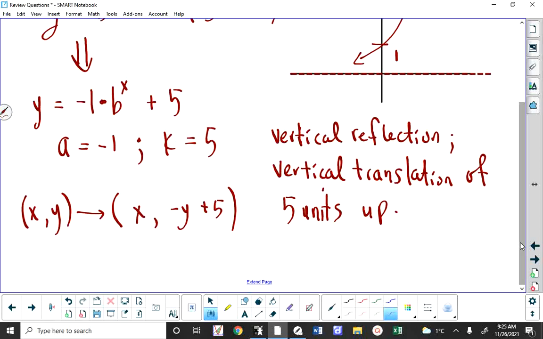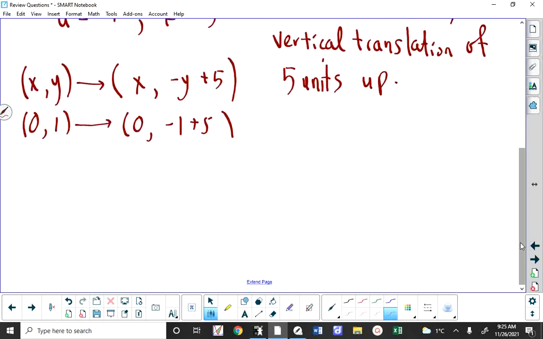And then you could say, well, the original y-intercept was (0, 1), so that would map to (0, negative 1 plus 5), which is the original y-intercept mapping to the new y-intercept of 4.